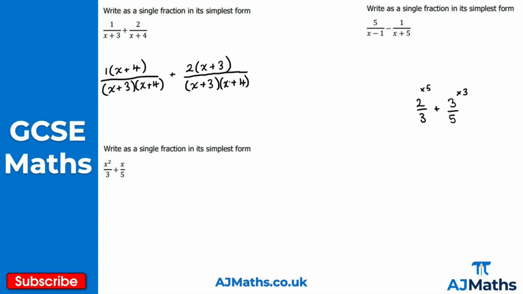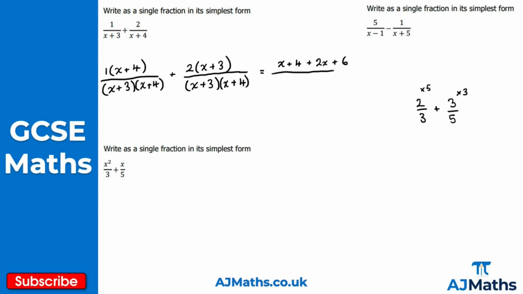Okay. Now, because these are over a common denominator, we want to write this now as a single fraction. So what I'm going to get here is a single numerator, which is going to be 1 lot of x plus 4 plus 2 lots of x plus 3. Okay, so let's simplify this here. So 1 lot of x plus 4 is just simply x plus 4. And then I've got 2 lots of x plus 3. So expand this here. So I'm going to get 2 times x, which is 2x, plus 2 times 3, which is 6. Okay, so we get 2x plus 6.